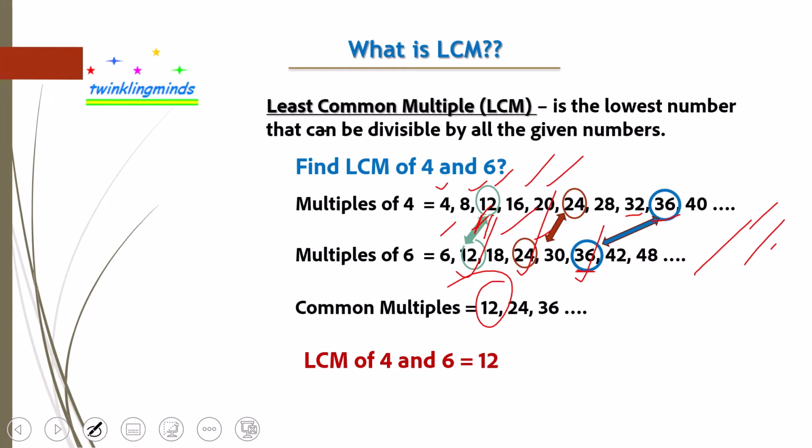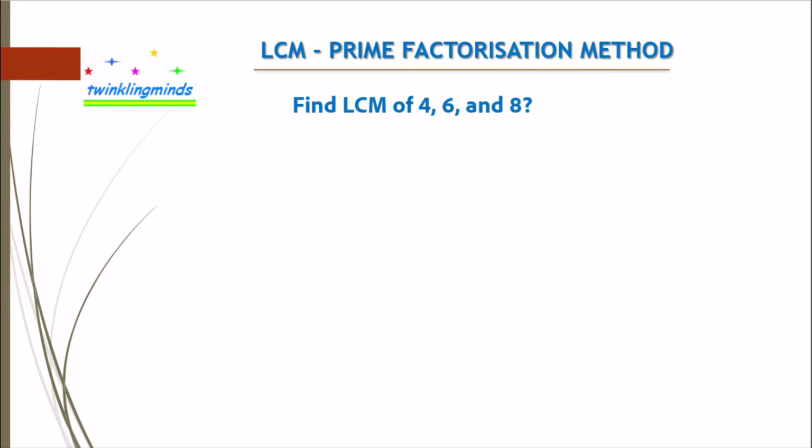But if the numbers are big, what can we do? Or we need to find out LCM for more than two numbers, 5 numbers, 6 numbers. We need to do it in a different way, which we are going to discuss now. Now we will learn how to find LCM using two different methods. The first one is prime factorization method. The second one is division method.